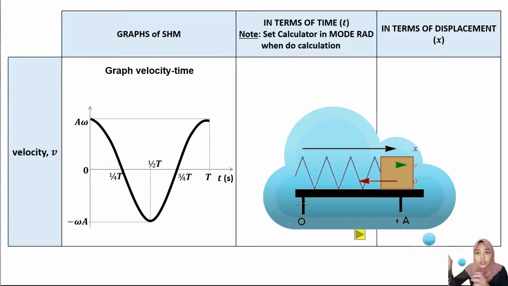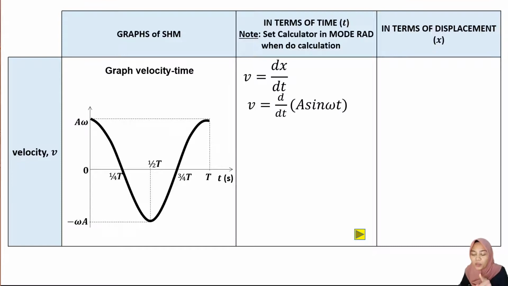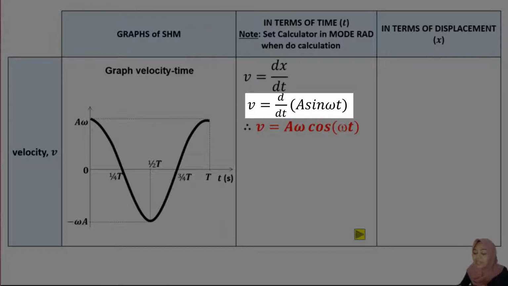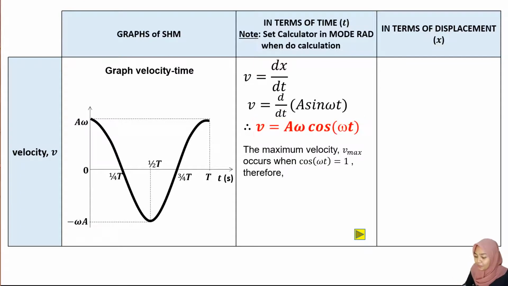They contradict each other. So if the displacement-time graph is a sine graph, then the velocity becomes a cos graph. That's why we got this kind of shape of graph. It actually comes from the differentiation of displacement with time. So we differentiate v equals dx over dt. When we differentiate, we end up with v equals A omega cos omega t.